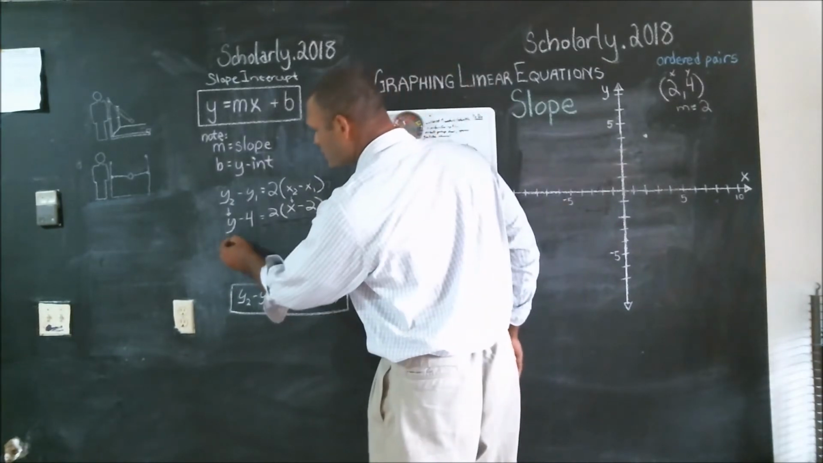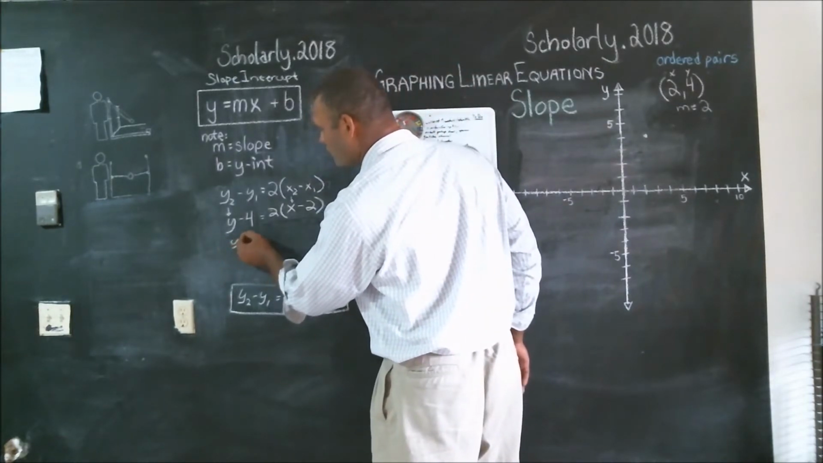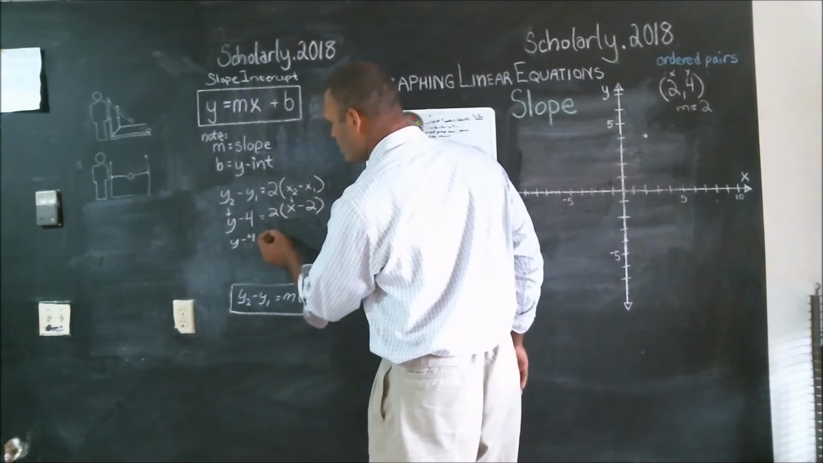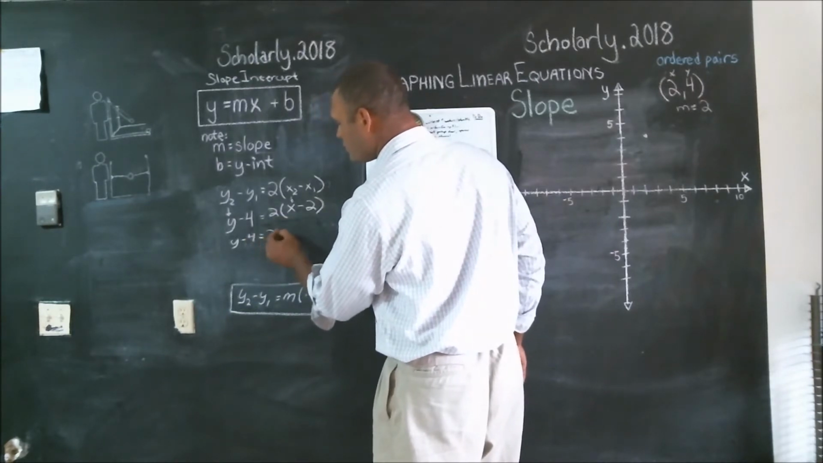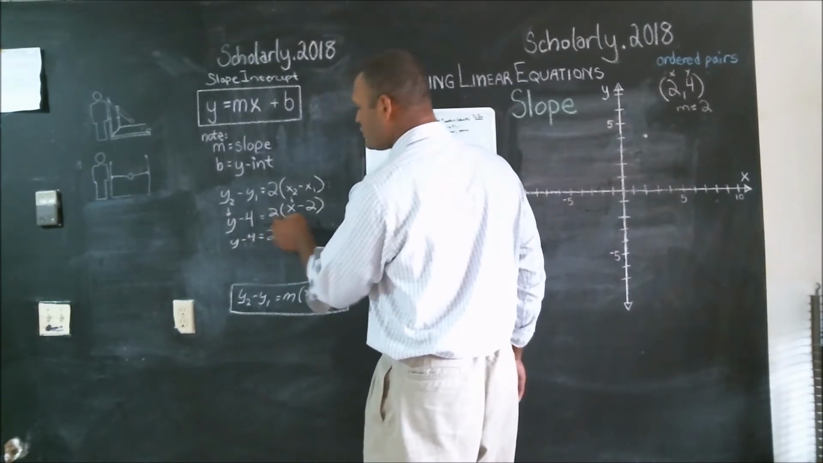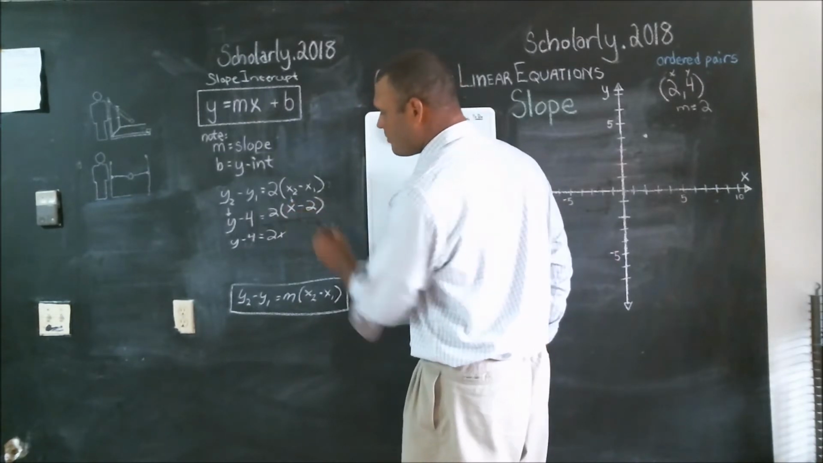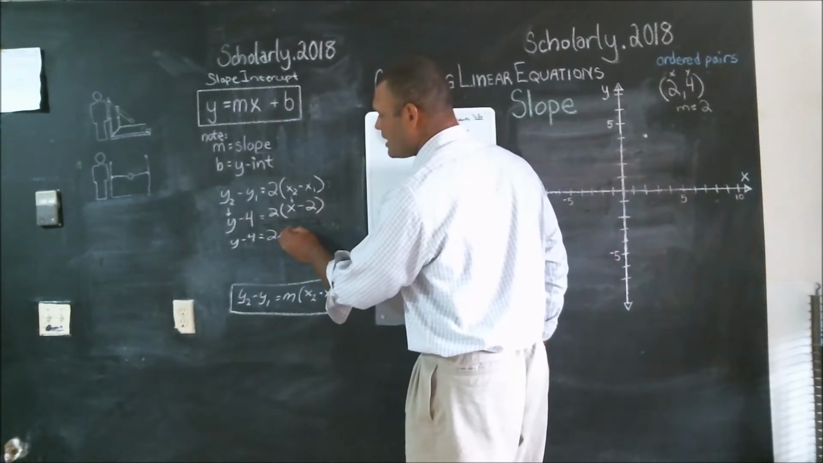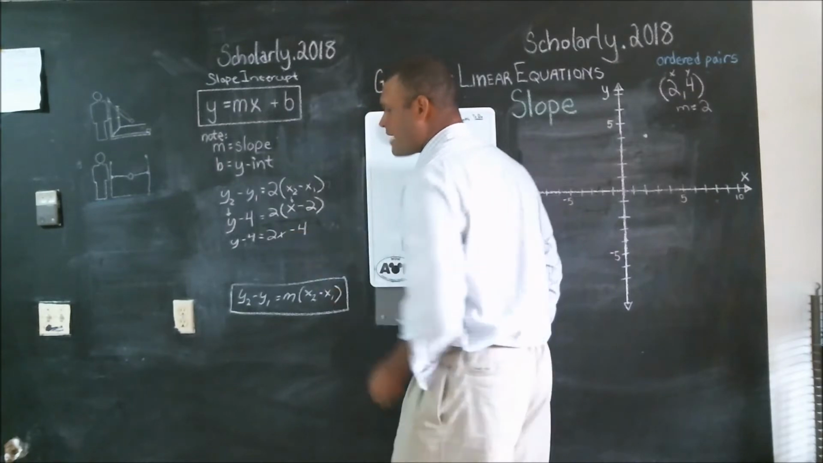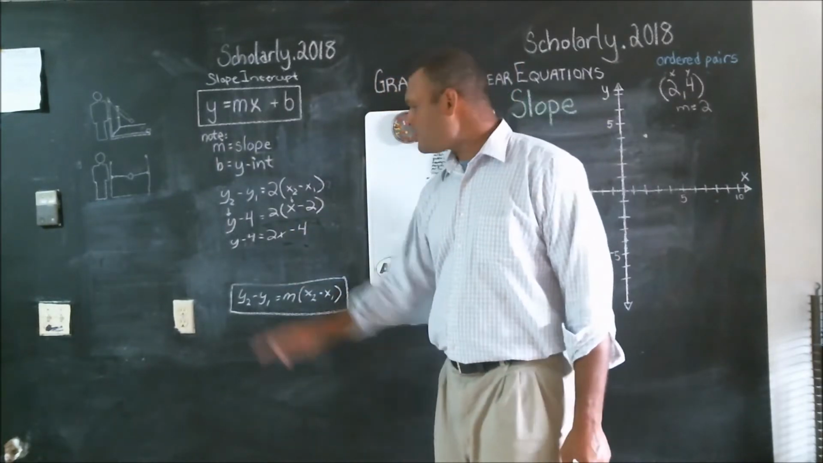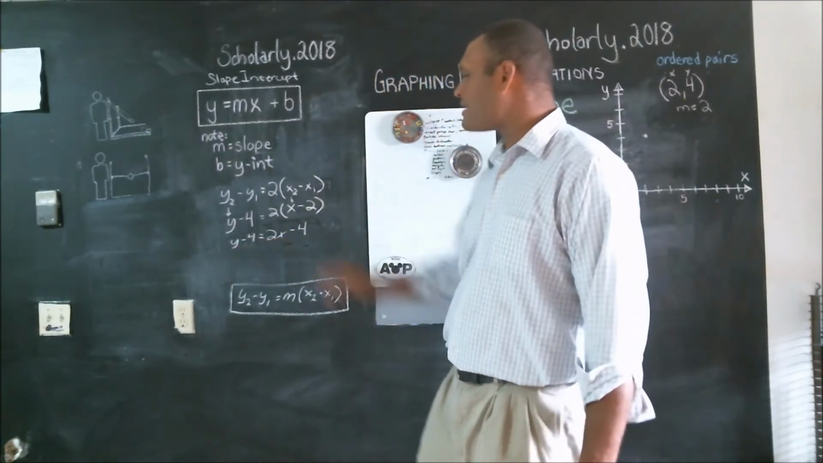Okay, so we'll bring this still down. Y minus 4 equals 2 times x, which is 2x. Then 2 times negative 2. We want to keep the sign. Remember that. 2 times negative 2 is a negative 4. We have that right there, right? So now we have y minus 4 equals 2x minus 4.